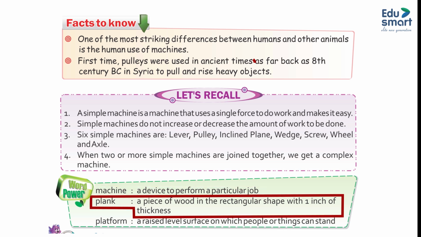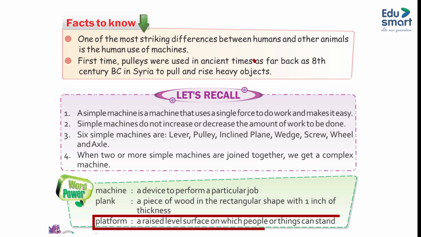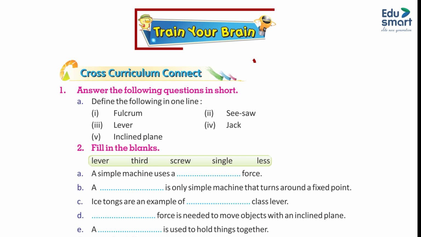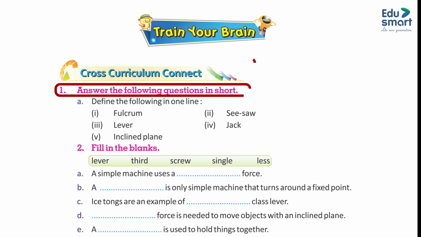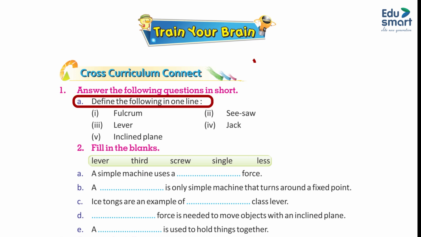Plank, a piece of wood in a rectangular shape with 1 inch of thickness. Platform, a raised level surface on which people or things can stand. Train your brain. Cross curriculum connect. 1. Answer the following questions in short. A. Define the following in one line.